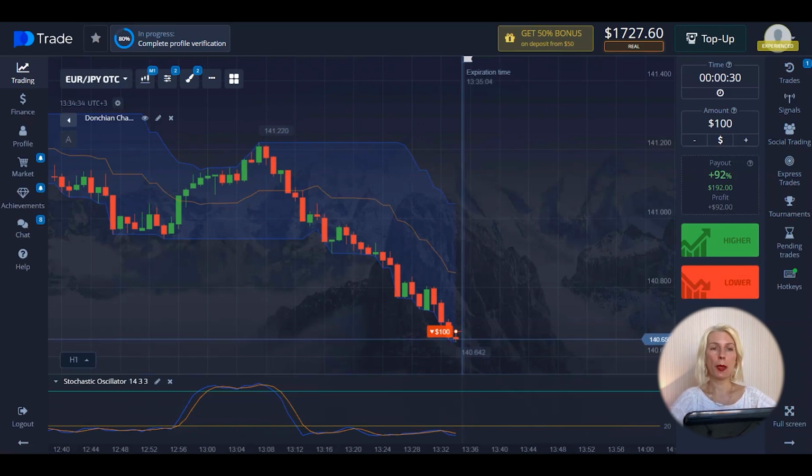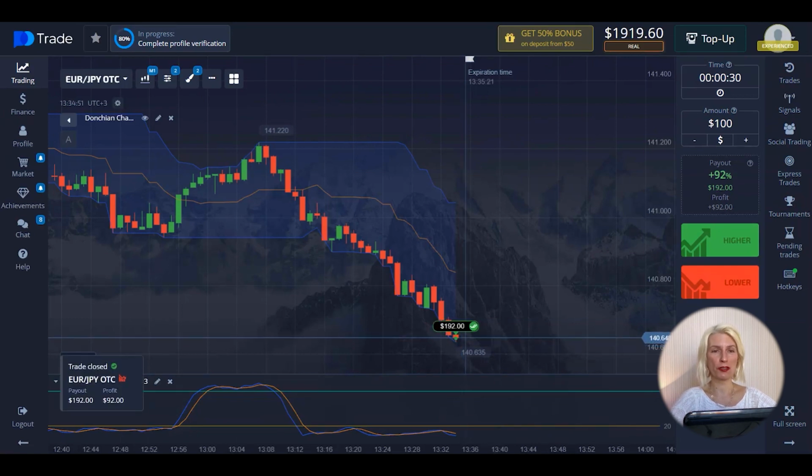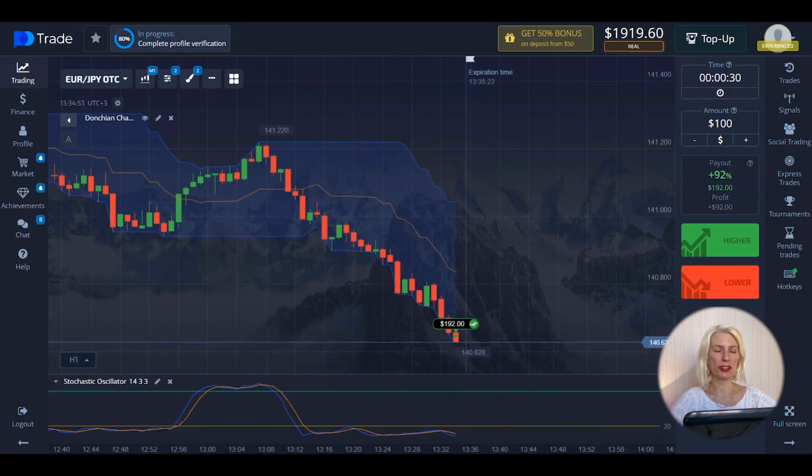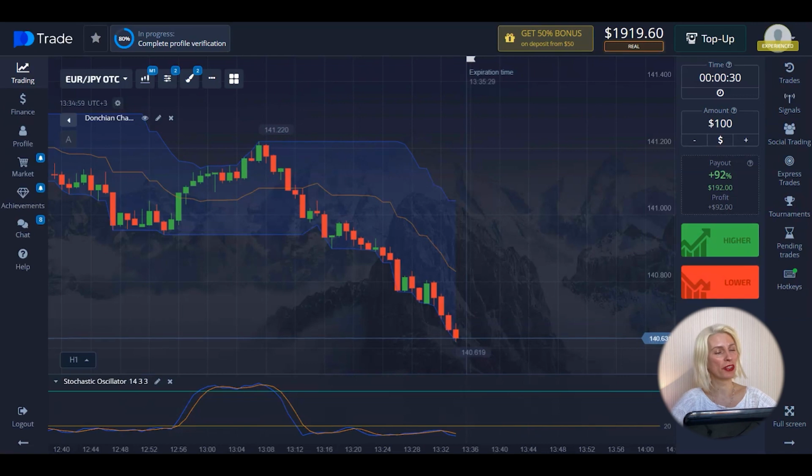And here we see a clear bearish movement of the quotes, a down movement, which started from level 141.22 and has broken through the Donchian channel lower band at 140.93 and then continued. And this was a great signal for choosing an entry point. I described this indicator in detail in the previous video. And while we were talking, my trade was a success and we made $92 in 30 seconds.